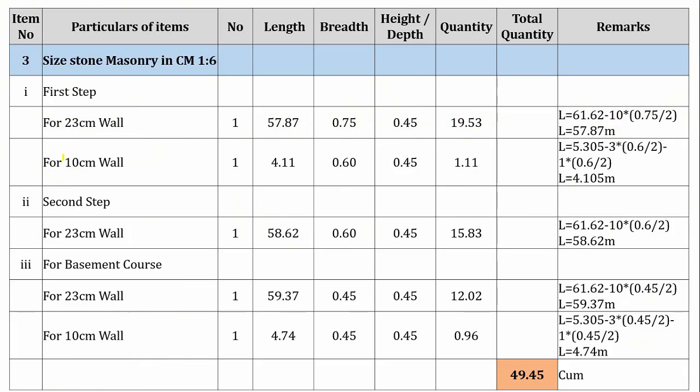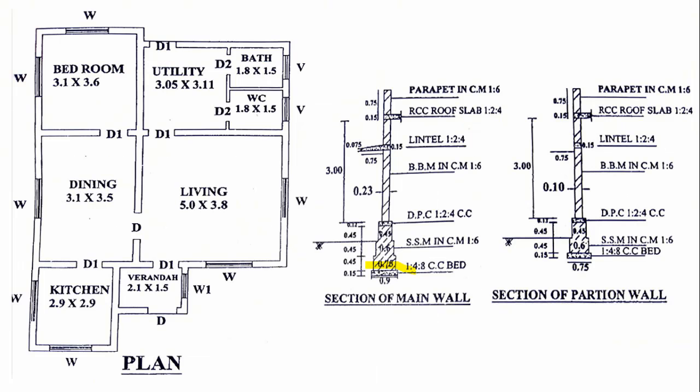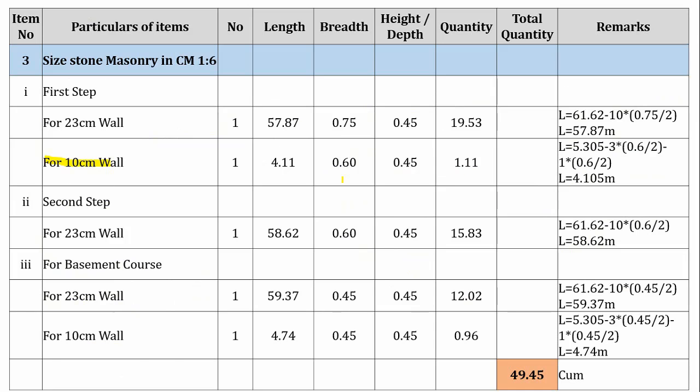Next we will go to the 10 centimeter wall. Now we will calculate the first step of this 10 centimeter wall. This is one number; we have to calculate this length. Length is equal to center length minus n into b divided by 2. N is 3, and b is the width of the item.